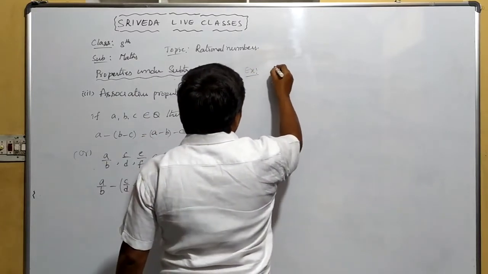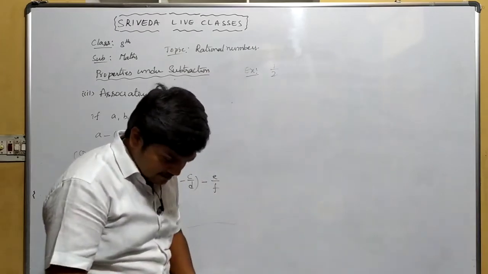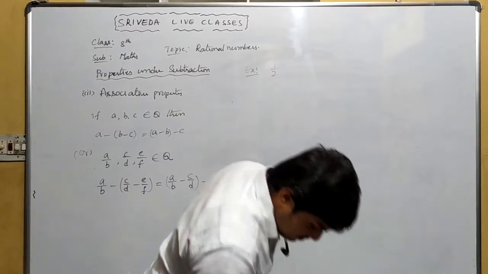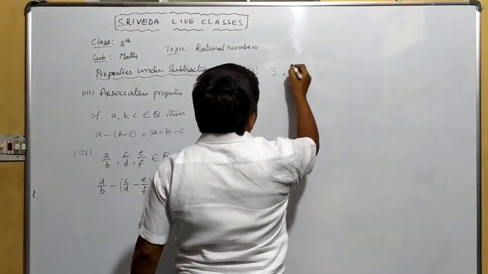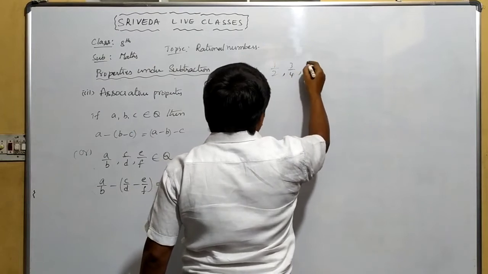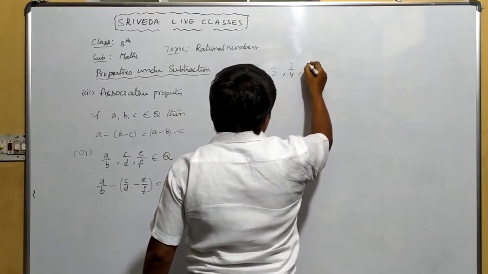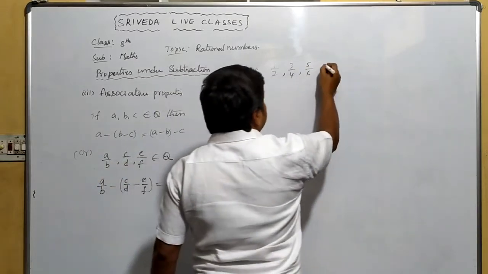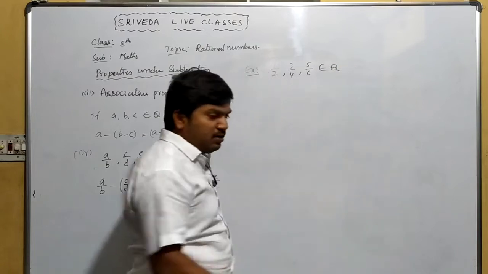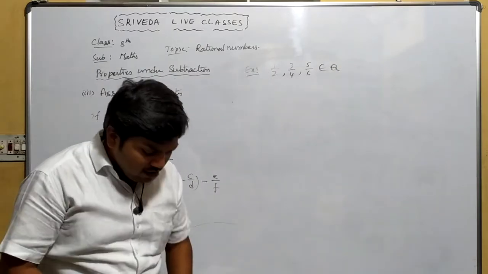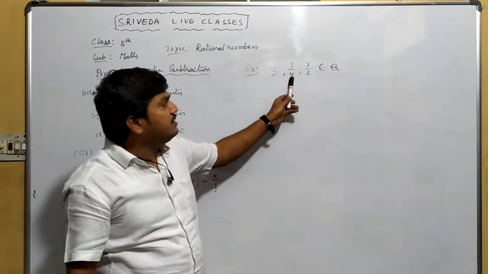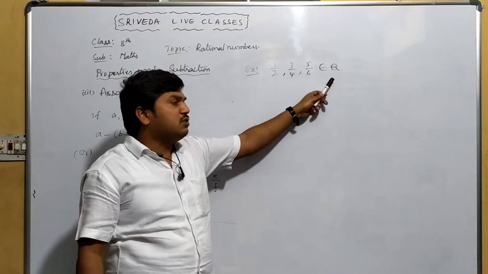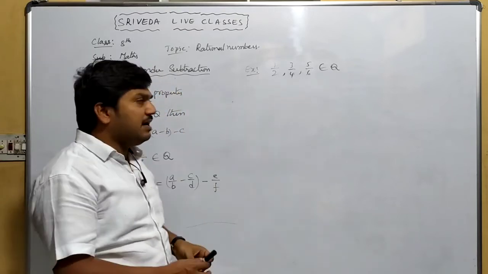So here is 1 by 2, 3 by 4, and next 5 by 6. These are rational numbers, belonging to the rational numbers, and we need to verify. This is A, this is B, this is C. So if A, B, C are rational numbers, what is the associative property under subtraction?